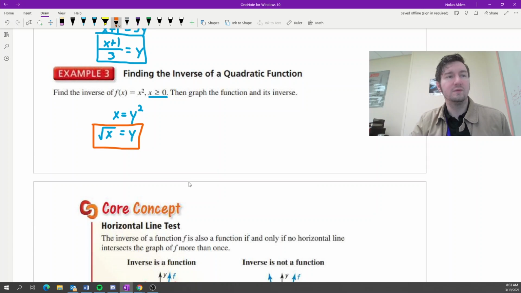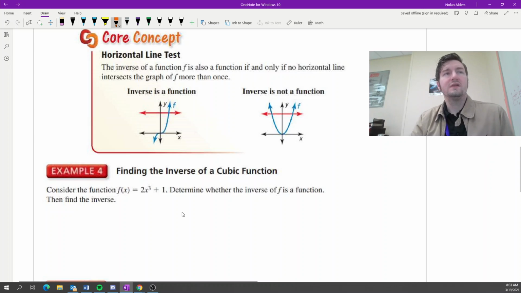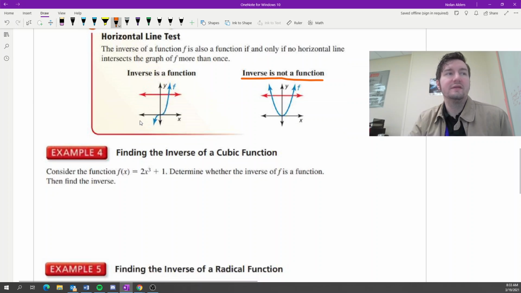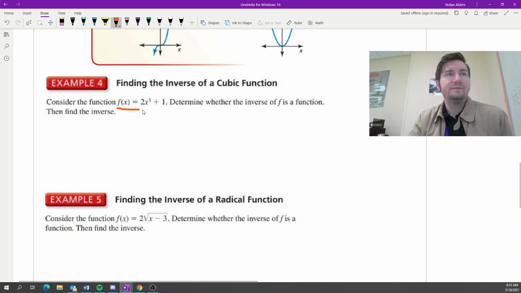All right, now the horizontal line test is an interesting test. It means that if you draw a horizontal line anywhere on a function, if it crosses more than one time, anywhere, then you're not going to have an inverse function. So the inverse of it won't be a function. However, if the horizontal line everywhere on a function only crosses one point, never crosses more than once, then it will have an inverse.